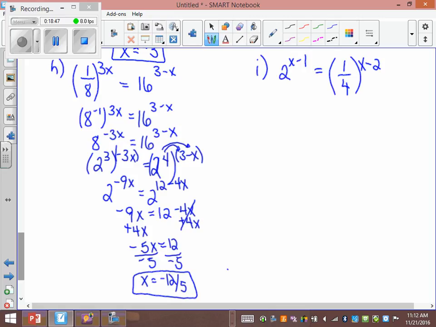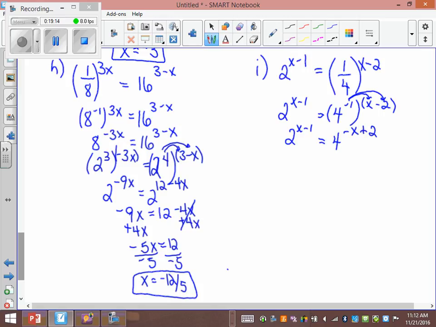So you take the 4, you bring it up to negative 1. So 2 to the x minus 1 equals 4 to the negative 1 to the x minus 2. I distribute the negative 1 in right away. So I'm going to go 2 to the x minus 1 equals 4 to the negative x plus 2. Now I'm back to where we started. We just literally just distributed the negative in.